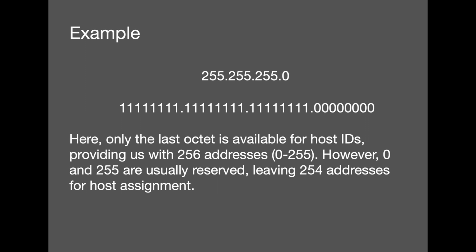For example, the common subnet mask 255.255.255.0 translates to 24 ones followed by 8 zeros. This means that only the last octet is available for host IDs, providing us with 256 addresses. However, 0 and 255 are usually reserved, leaving 254 addresses for host assignment.